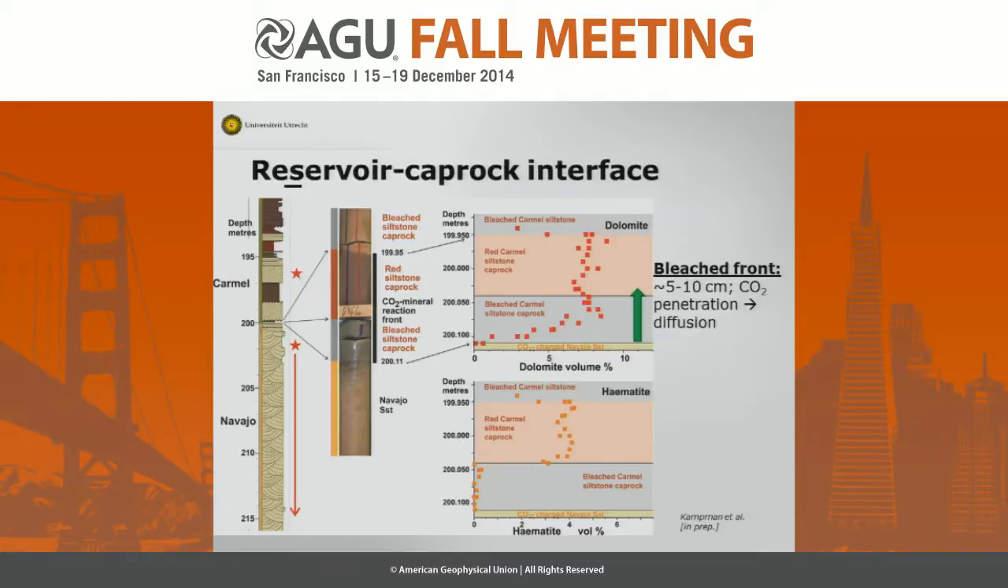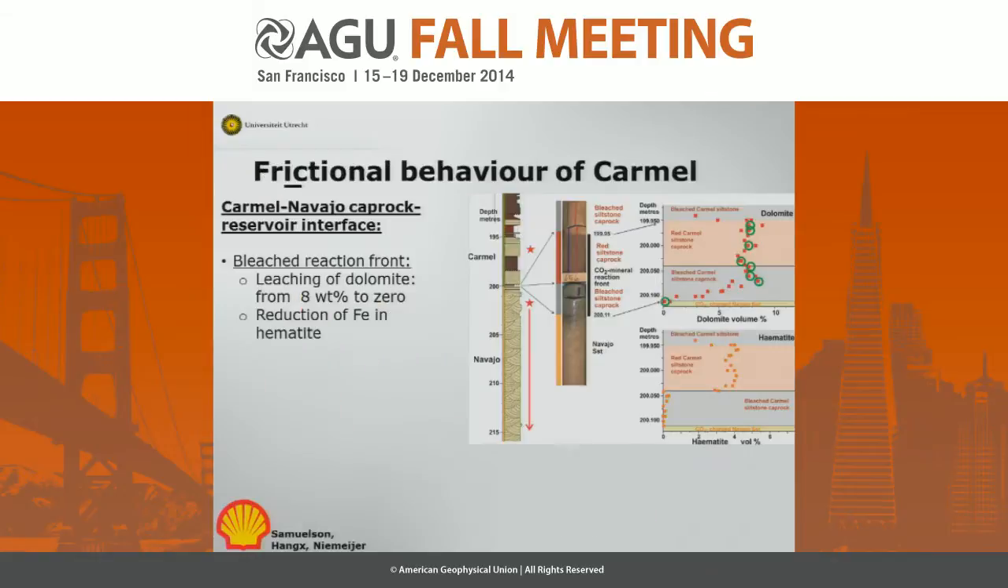And it's really nice to see this contact between the reservoir and the caprock. You can see this bleached area right at the base of the caprock, and then it slowly starts to move into the unreacted material. So CO₂ penetration has really only happened for about 5 to 10 centimeters, which suggests that it's diffusion controlled. And the main thing that was observed is that the hematite content has been removed. So all of the hematite has been leached out more or less.